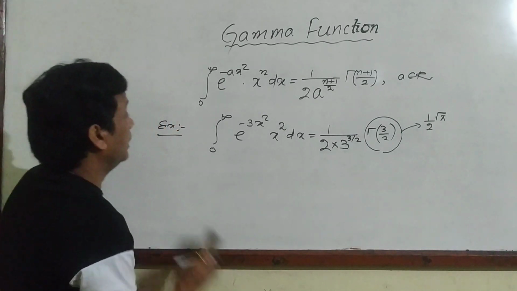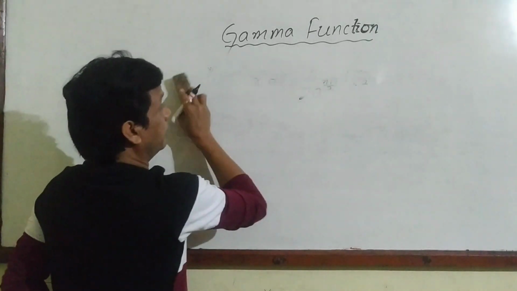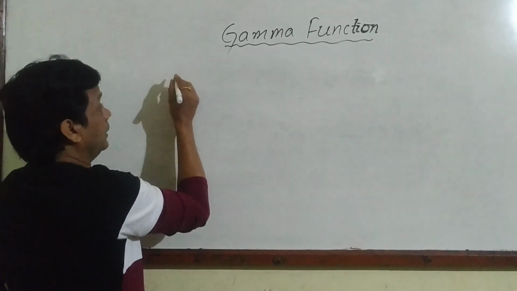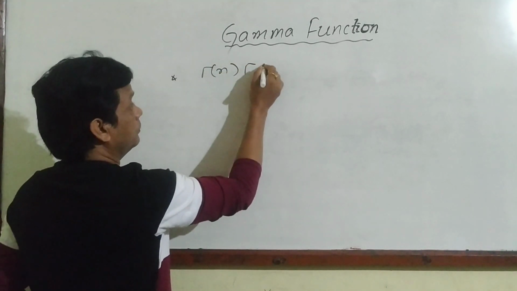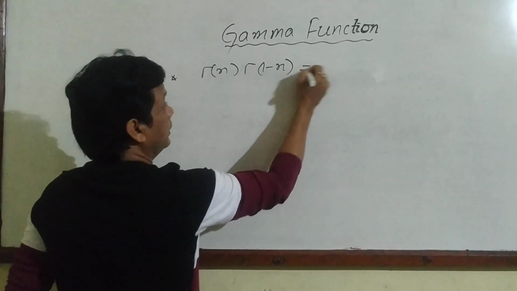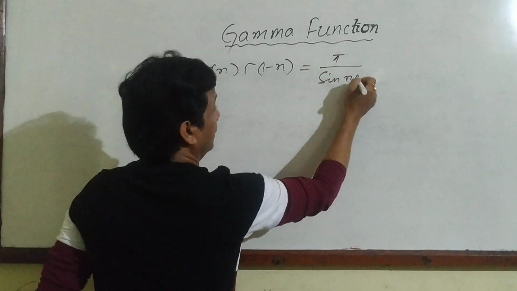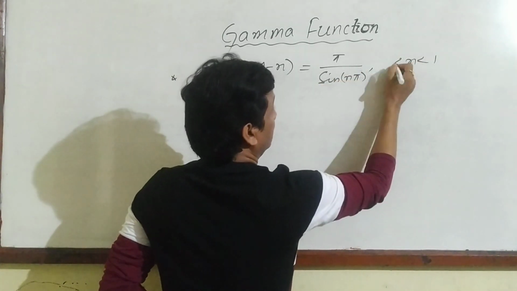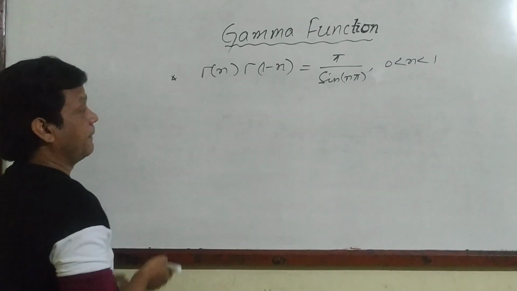Okay, and now another important formula I am going to tell you. Gamma of n into gamma of 1 minus n is equal to pi by sin n pi. The condition is that n is greater than 0 and less than 1. And this formula is very, very important. Let us see.